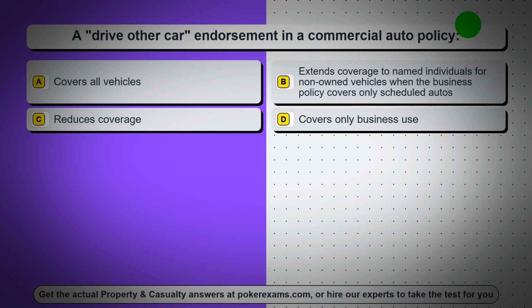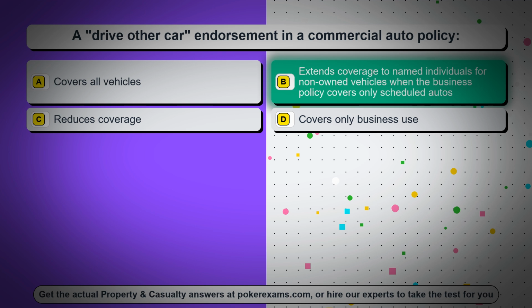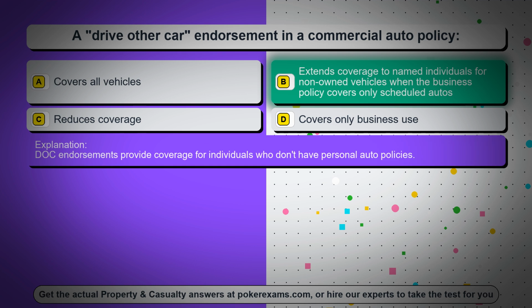Question 23. A drive other car endorsement in a commercial auto policy: Option A covers all vehicles. Option B extends coverage to named individuals for non-owned vehicles when the business policy covers only scheduled autos. Option C reduces coverage. Option D covers only business use. The correct answer is option B, extends coverage to named individuals for non-owned vehicles when the business policy covers only scheduled autos. DOC endorsements provide coverage for individuals who don't have personal auto policies.